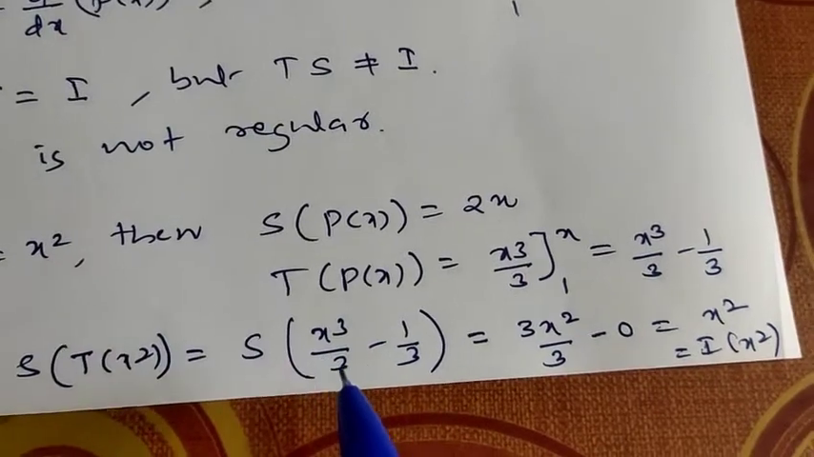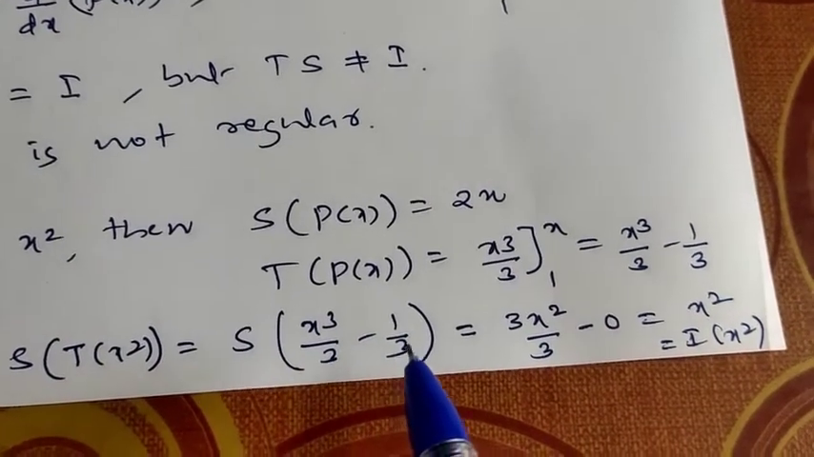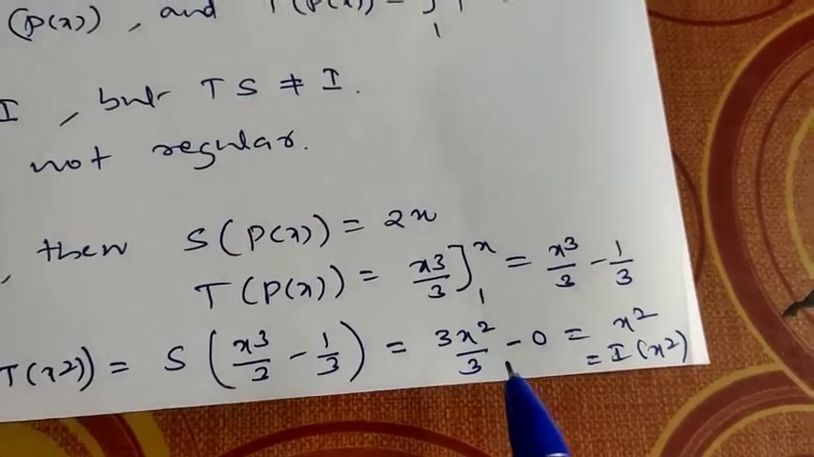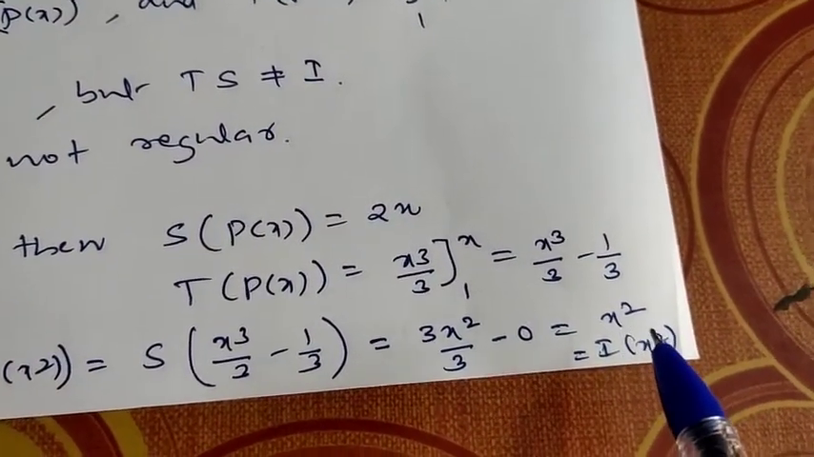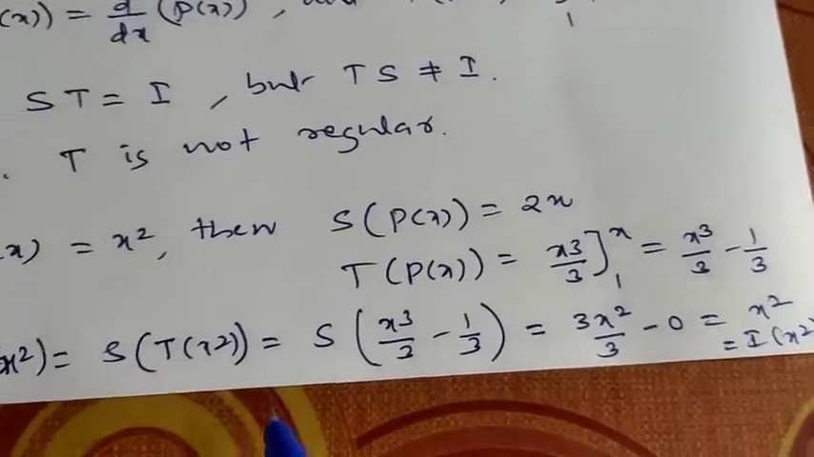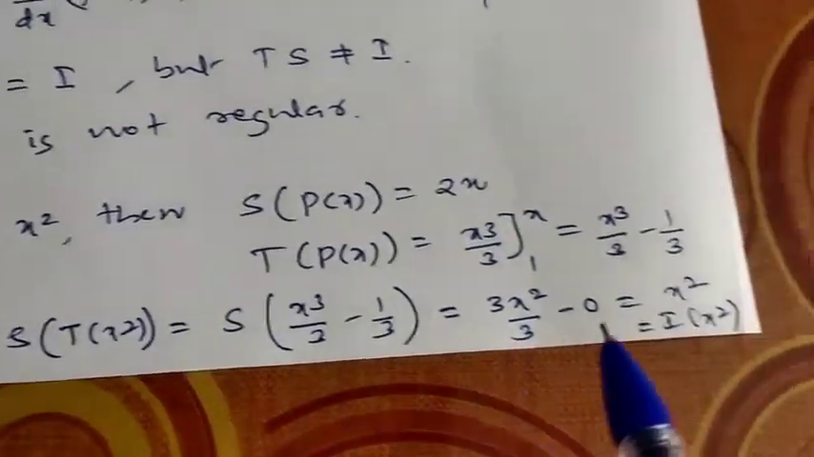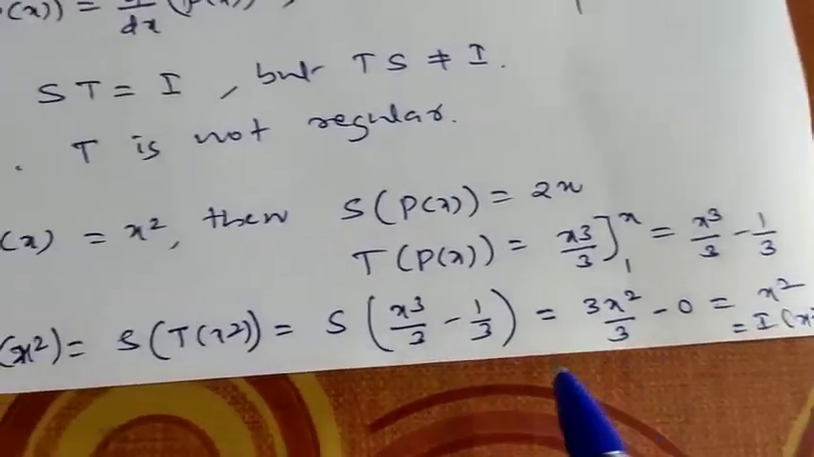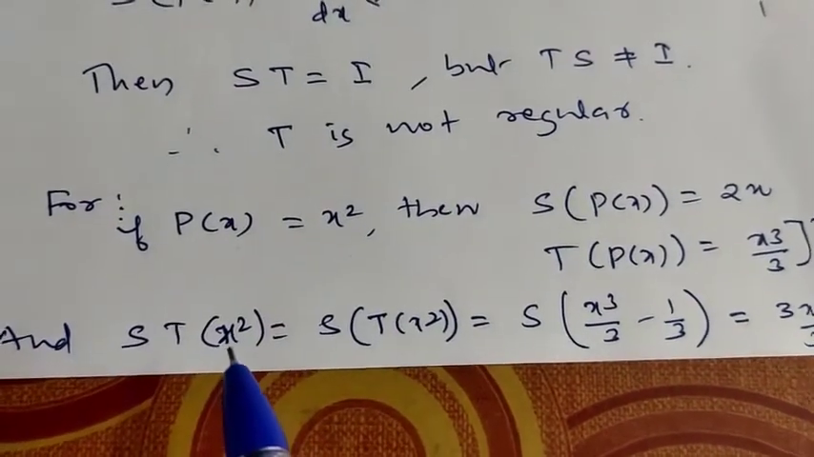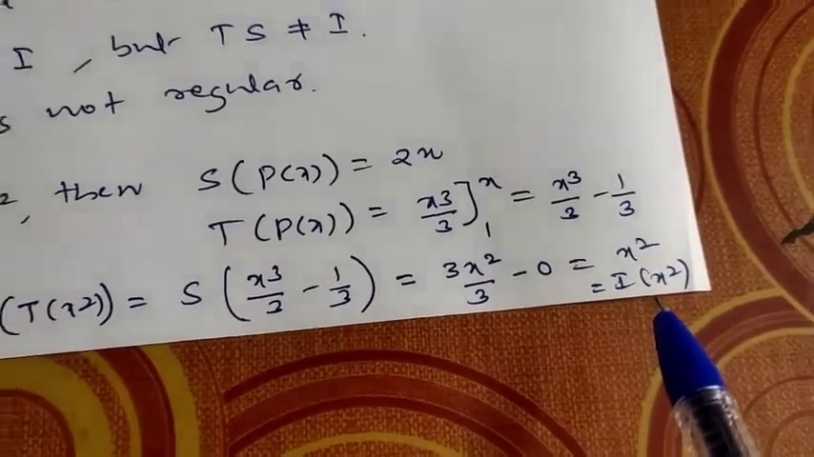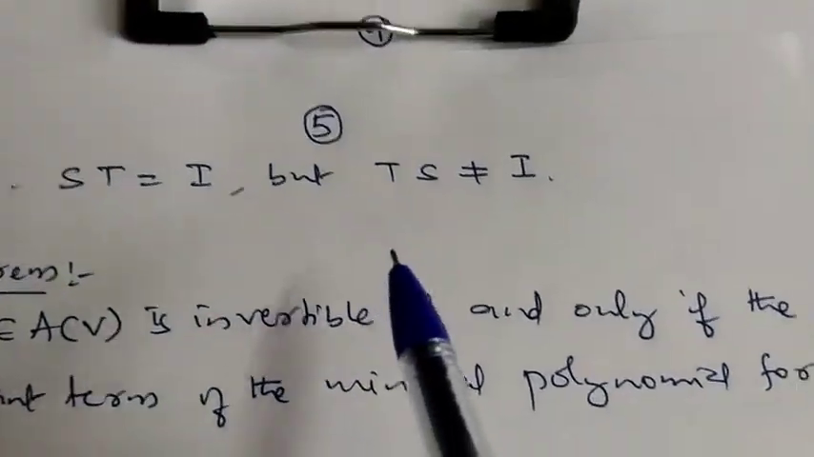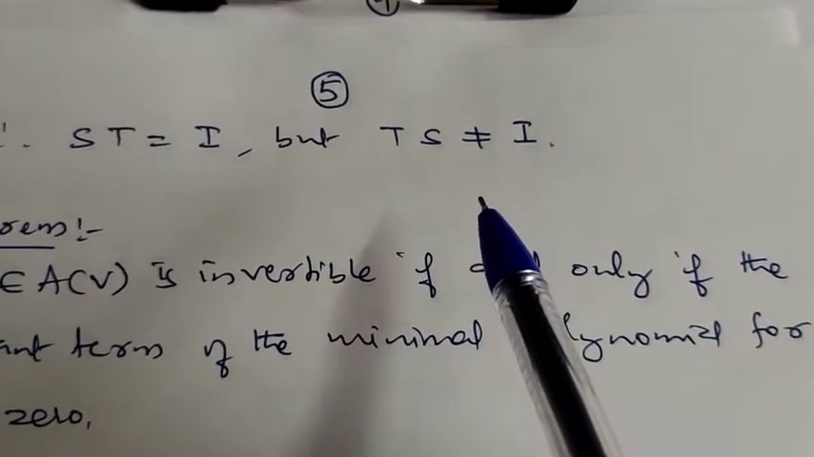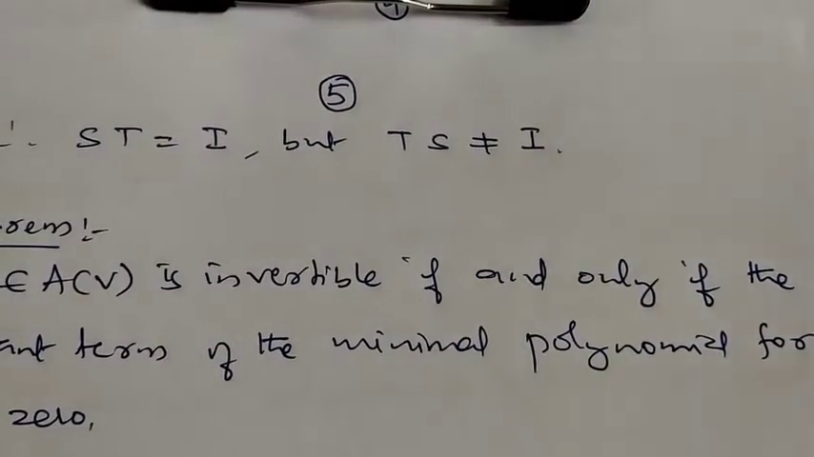Now S of x cube by 3 minus 1 by 3 means it is the differential operator. So this is 3x square by 3 minus 0, so it is x square. Now S into T of x square is x square, which is nothing but I of x square. Therefore S into T is the identity transformation I. But you can verify that T into S will not be equal to I. Although S into T is I, T into S is not I.